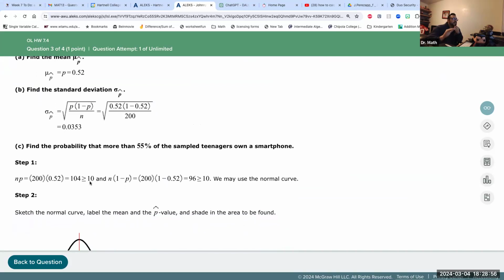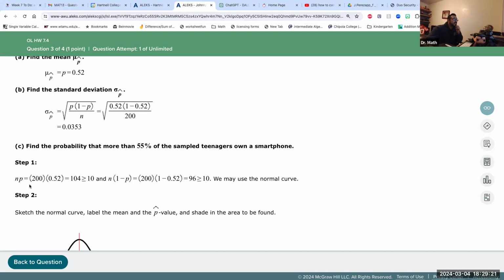Right now, just know that's what you're comparing it to. So that's the first thing. So far we're good. So check, it's greater than 10. The next thing you check for is you multiply n times 1 minus p, right? And then you ask yourself, whatever you get, so here's the math, plug into your calculator and you get 96. And you're like, oh, that is also greater than or equal to 10.